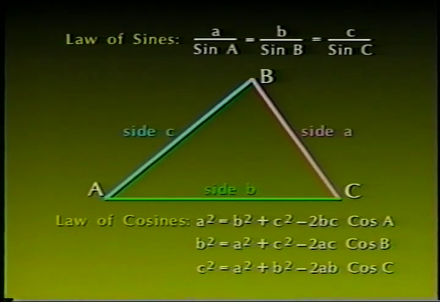Equations based on the cosine law are also shown. A squared equals B squared plus C squared minus 2BC times cosine A. B squared equals A squared plus C squared minus 2AC times cosine B. C squared equals A squared plus B squared minus 2AB times cosine C. In the following discussion of solutions for oblique triangles, only basic equations will be addressed.